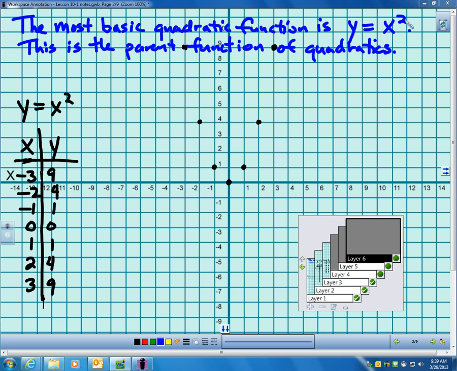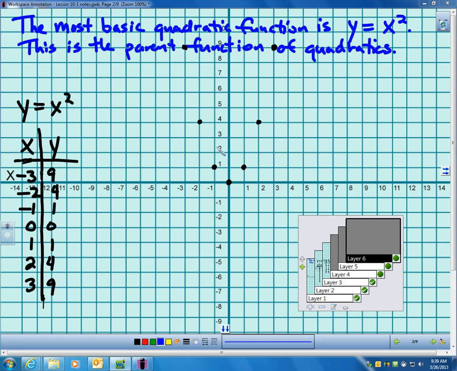But here's the neat thing about squaring a number. If you plug in 1, you get 1. But if you plug in -1, -1 squared is also 1. If you plug in 2, 2 squared is 4. If you plug in -2, -2 squared is still 4. And if you plug in 3, 3 squared is 9. If you plug in -3, -3 squared is 9. Let's start plotting those points. Here's 0, 0, and 1, 1, and 2, 4, and 3, 9. And then you have -1, 1, -2, 4, and -3, 9.